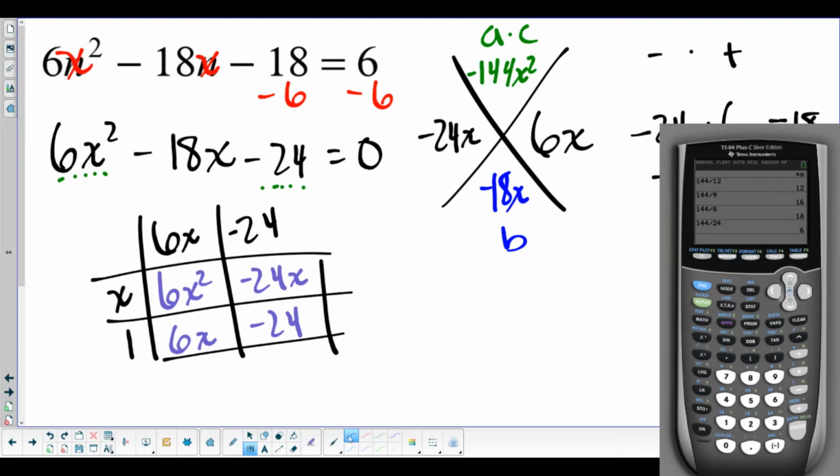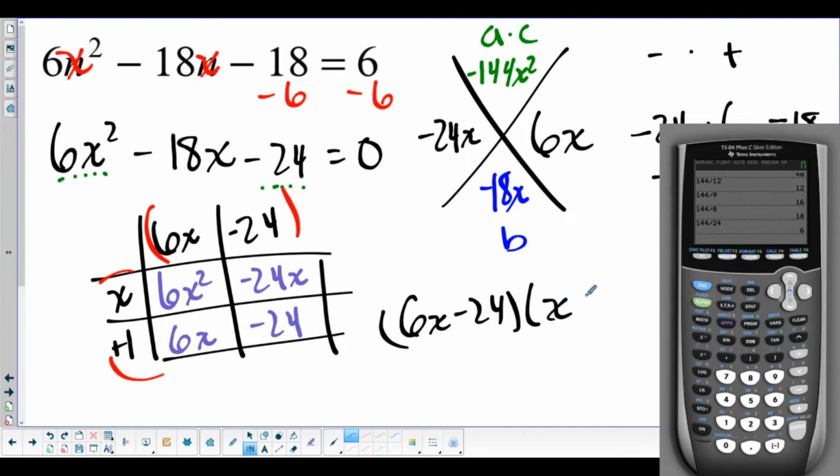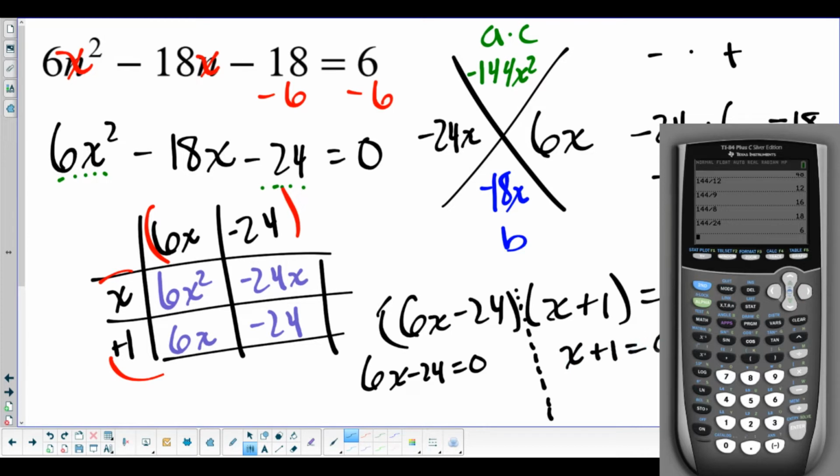So in that case, my two sets of parentheses are going to be 6x minus 24 times x plus 1, and that was equal to 0 because of this. And that means now I can just solve this set of equations. I just need to figure out when 6x minus 24 is equal to 0 and when x plus 1 is equal to 0. This one's easy enough.